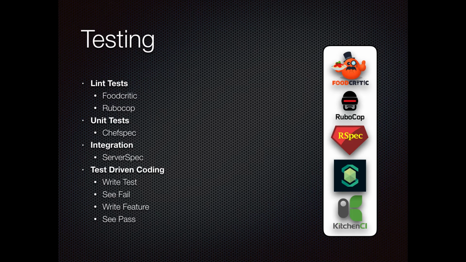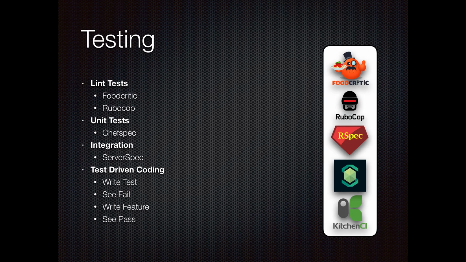Foodcritic is specific to Chef. It knows about the Chef DSL and its resources. So it's going to check that, for example, if there's no default action, that there's an action in there, or if you've written a provider that you've told the observers that it's updated when it's done, and stuff like that.